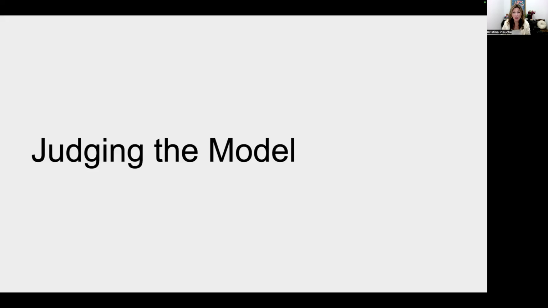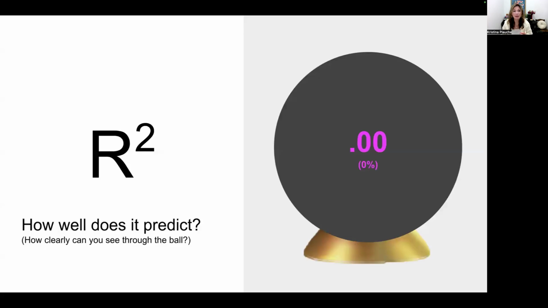Now that we've run the model, the next thing is to judge it. And that's what all those stats like R squared, P value, T stat, all that are. And I'm going to share with you how I remember those because it's a lot, right? All right, I think of R squared as like the percent of the crystal ball that is clear enough to see through to the winning recipe on the other side.